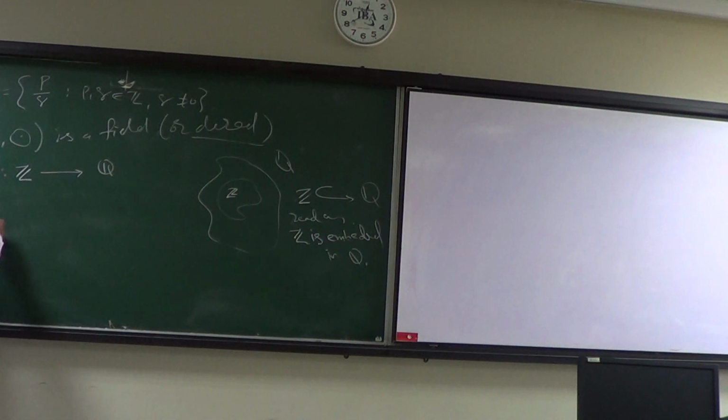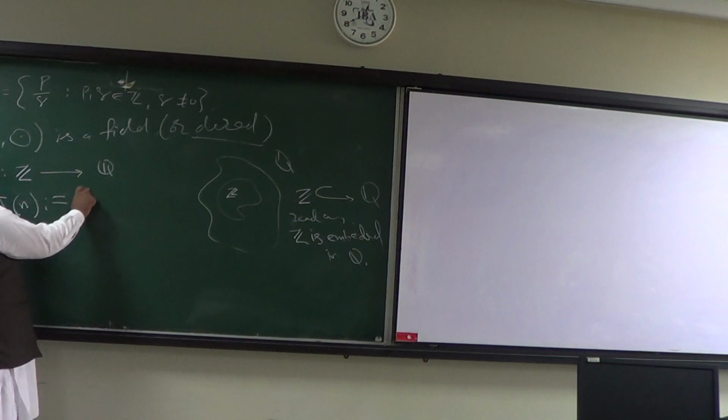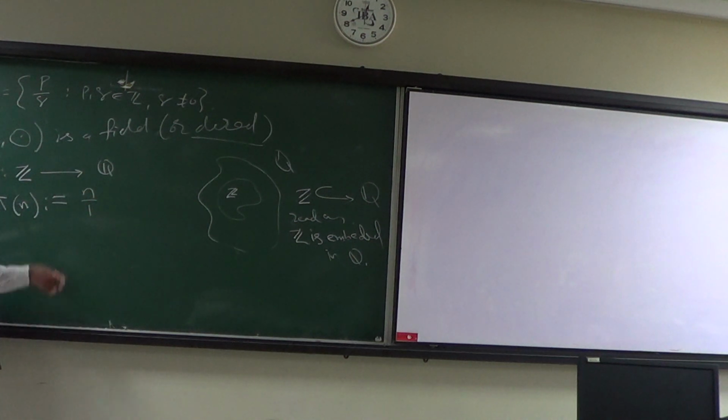So if I like to define a map pi sending n, where n is some integer, what do you think I should have on the other side? In other words, this n is sitting as a class in Q, but what is that class? What's your guess? n comma 1, or n over 1. Right, so it should be n over 1, because if I have an n here, then there is a corresponding class, n over 1, here, which behaves like n.